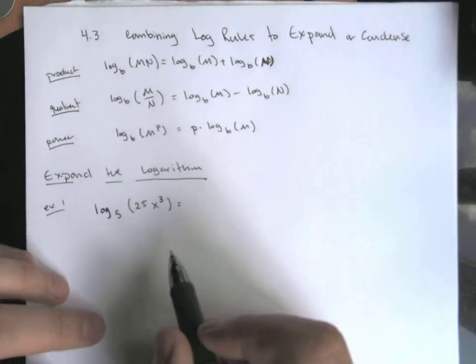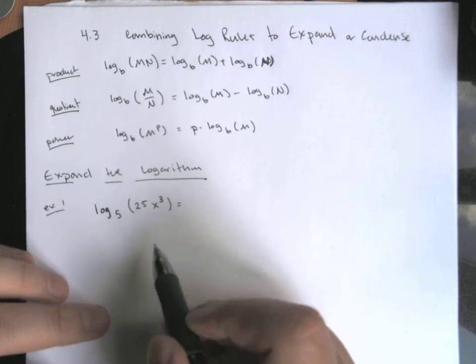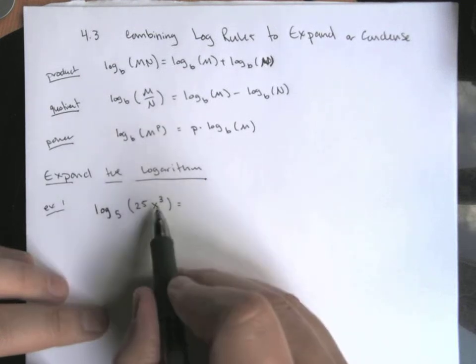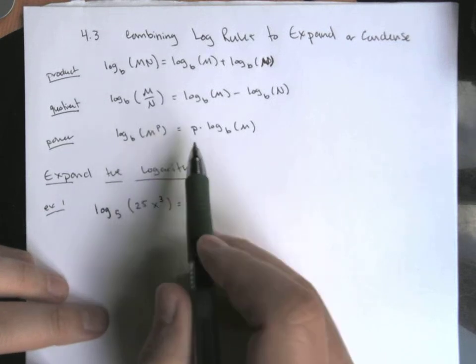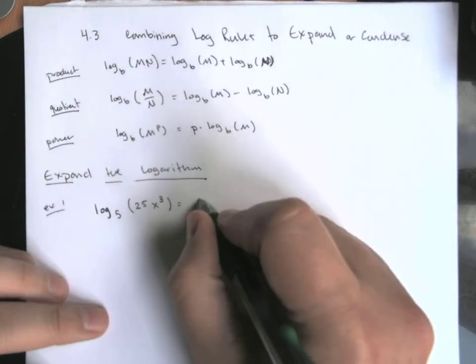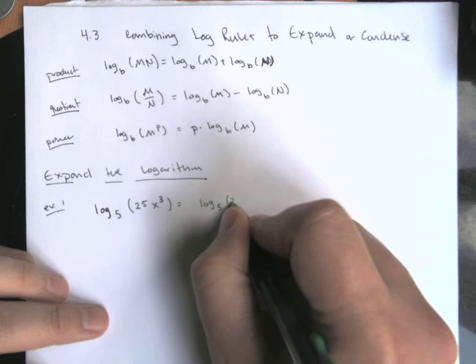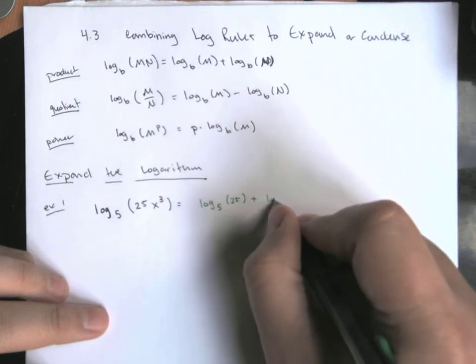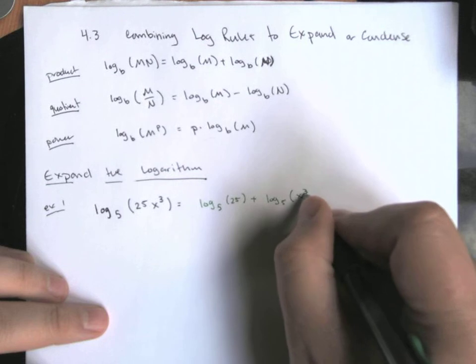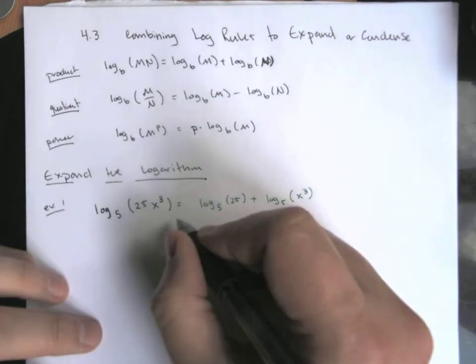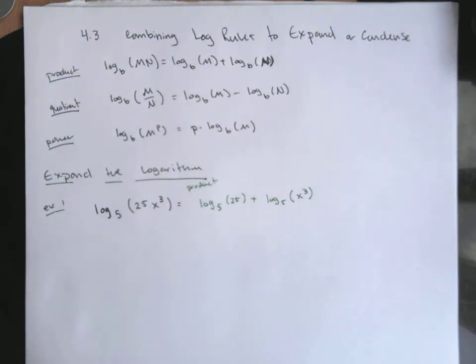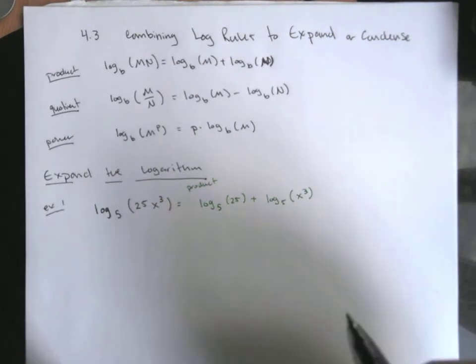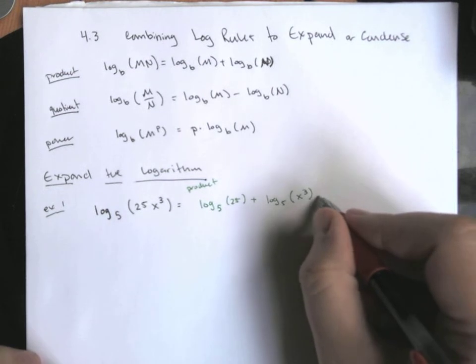The first thing is that inside the log is multiplication. Obviously, there is also an exponent, but unless the exponent is over the whole thing, we can't use the power rule yet. So the first thing we're going to do is expand this into two logs: log base 5 of 25, plus log base 5 of x cubed. That's our product rule. There's multiplication on the inside, and we're expanding it out into two logs that are added together.